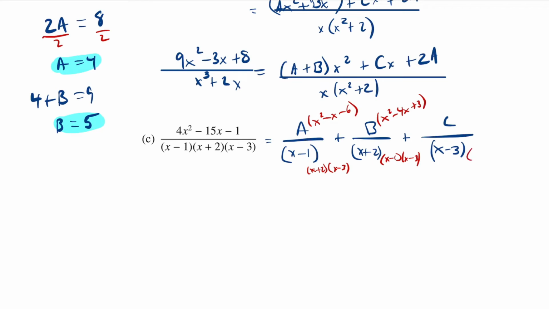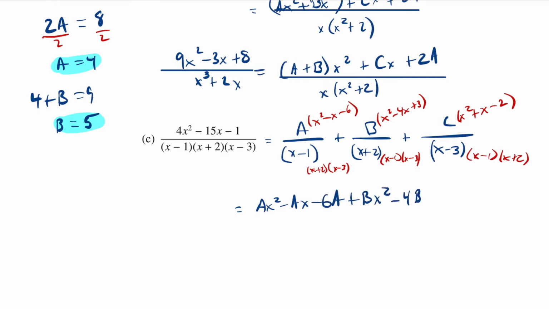All right, now we distribute and group. So let's do the distribution first. Ax squared minus ax minus 6a plus bx squared minus 4bx plus 3b plus cx squared plus cx minus 2c. C is barely visible. Let me rewrite it.